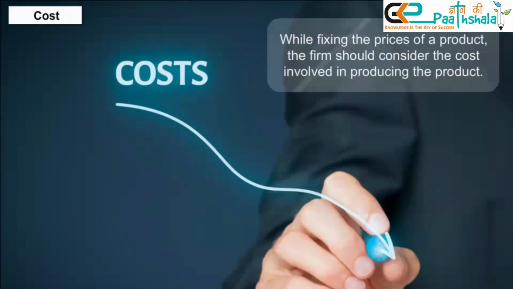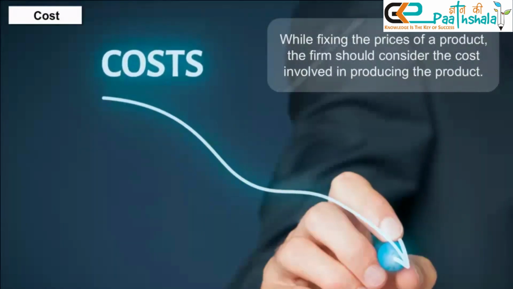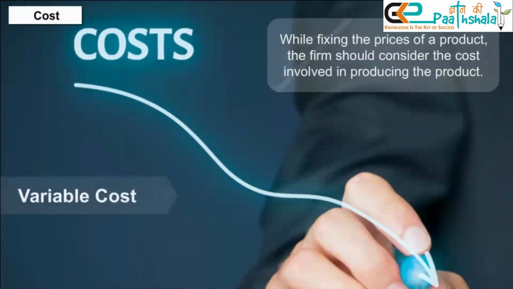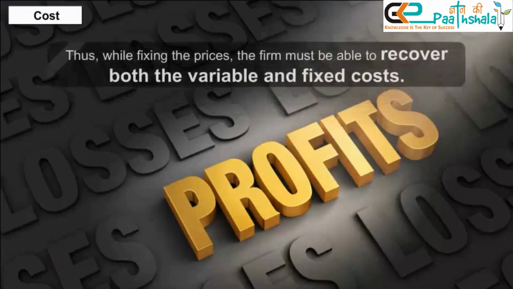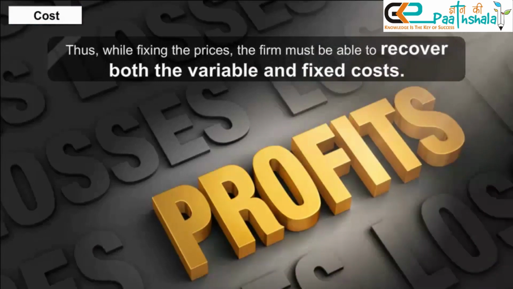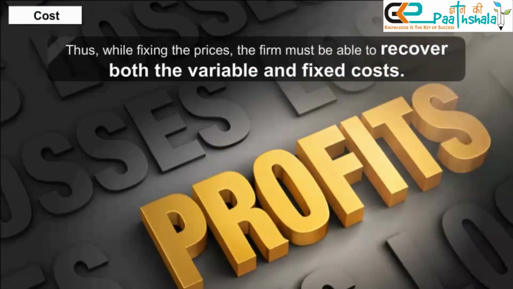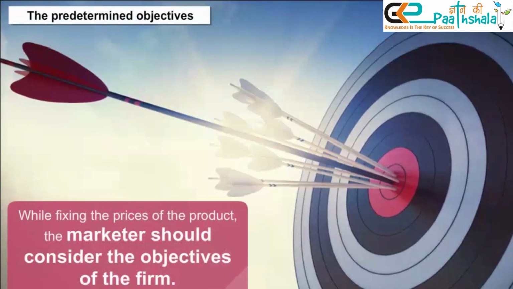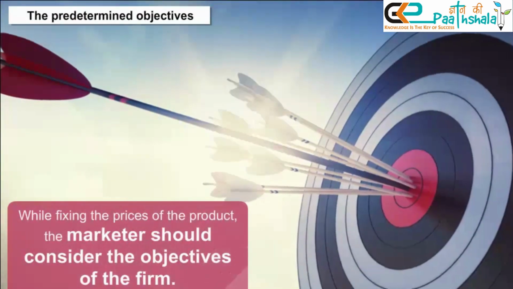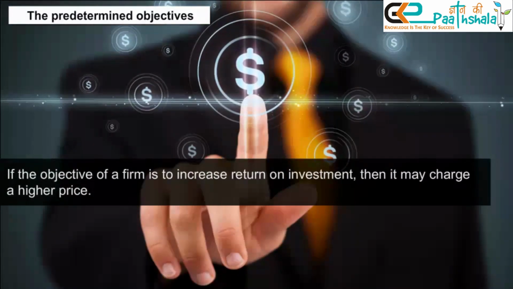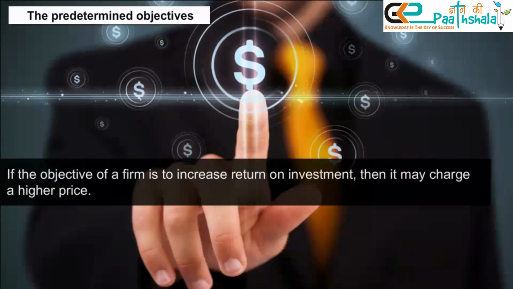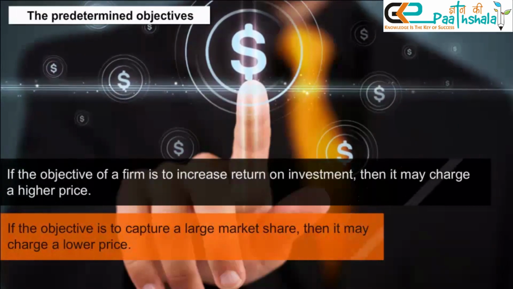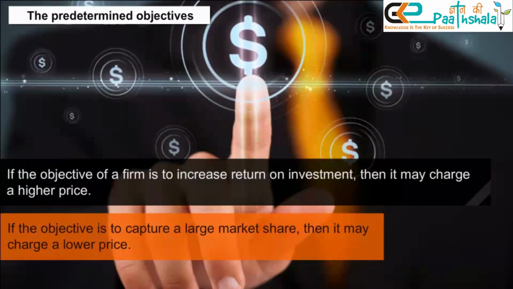Cost. While fixing the prices of a product, the firm should consider the cost involved in producing the product. This cost includes both the variable and fixed costs. Thus, while fixing the prices, the firm must be able to recover both the variable and the fixed costs. The predetermined objectives. While fixing the prices of the product, the marketer should consider the objectives of the firm. For instance, if the objective of a firm is to increase return on investment, then it may charge a higher price, and if the objective is to capture a larger market share, then it may charge a lower price.